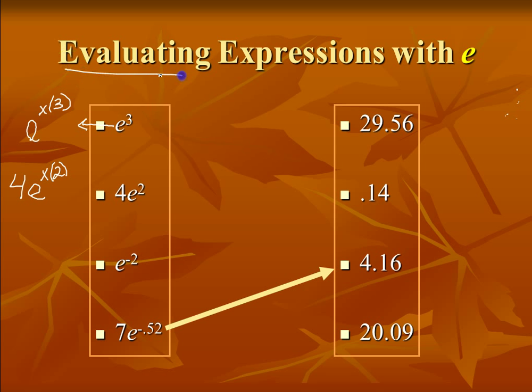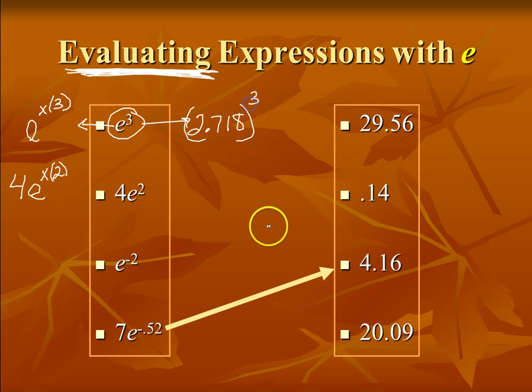So this is just simple evaluating. Simple, plug it in your calculator, see what you get. And again, remember what E means. E means 2.718. So this is just like doing 2.718 cubed, hence the reason it was 20.09.